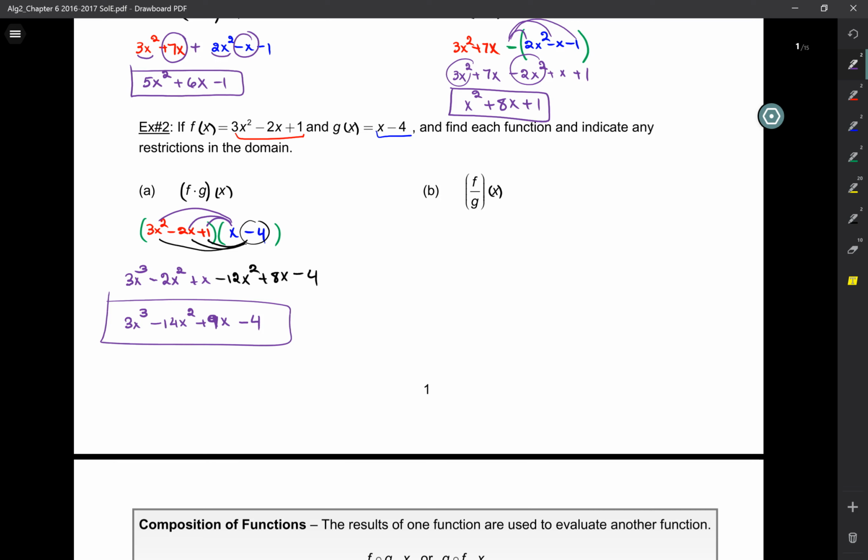Okay, f over g of x, I have 3x squared minus 2x plus 1 divided by x minus 4. Now, how do you know if you're able to reduce this? You have to see if you can factor any of them, all right? What's more is, once you factor, are you going to be able to cancel anything out? That's when you go ahead and start factoring. If by factoring you're not going to be able to cancel anything out, you don't even have to factor, okay?